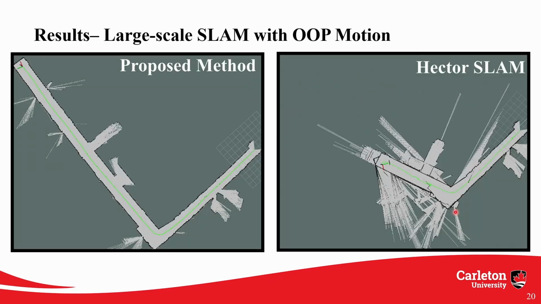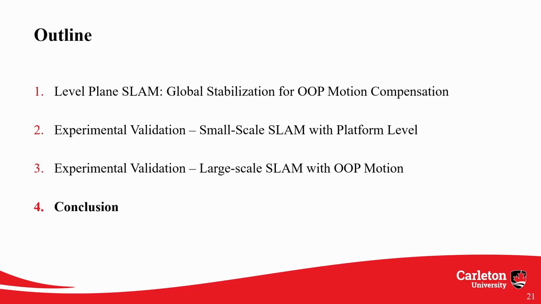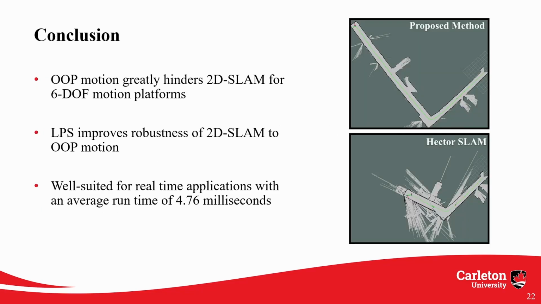As you can plainly see, this level of out-of-plane motion was too much for HectorSLAM to generate a usable map, whereas ours was able to generate a map that was unaffected by out-of-plane motion. Which brings us to our conclusion, that out-of-plane motion poses a significant problem for platforms like drones or wearables. If not properly accounted for, it leads to the generation of maps like this.